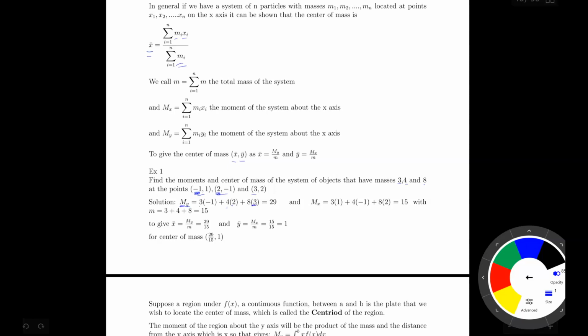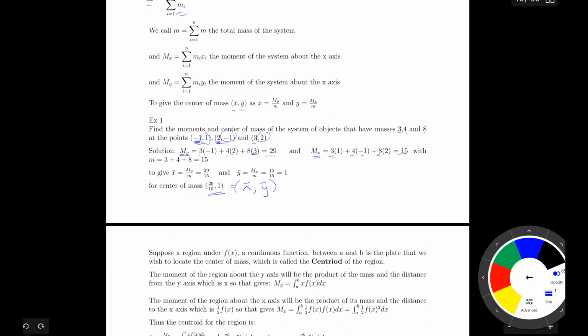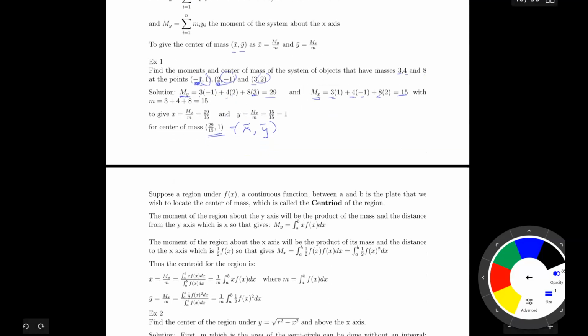Then to find the moment about the x-axis, that's the mass times the distance it is from the x-axis, which is the y value. The next mass of 4 times negative 1, and then the next mass of 8 times the distance of 2. We add these up, so these are the moments. Then to find the center of mass, we divide the moments by the total mass. This is commonly called x bar, y bar. That's when we have little masses at little xy points.